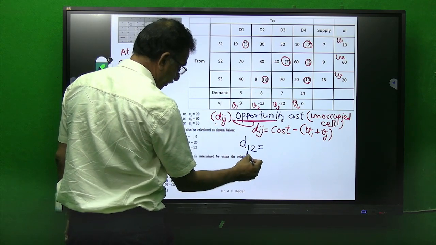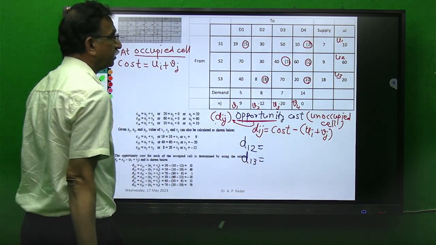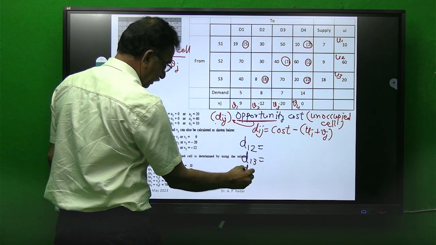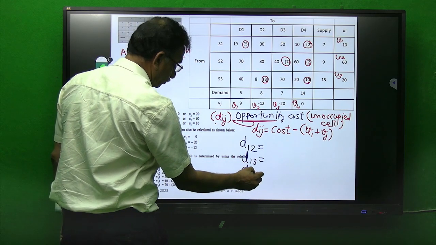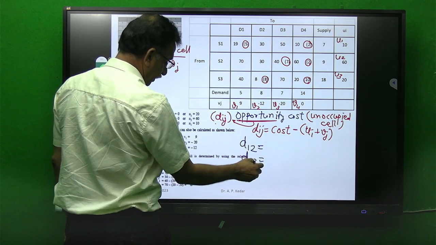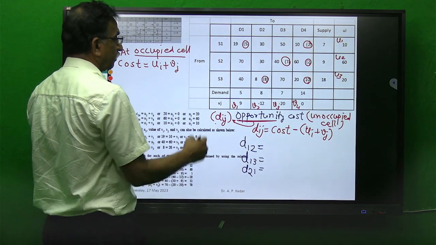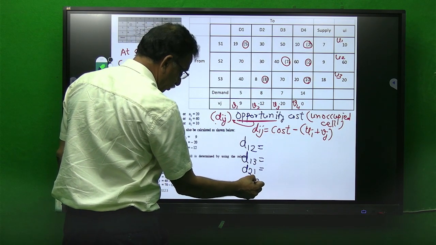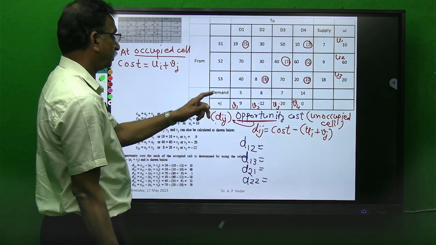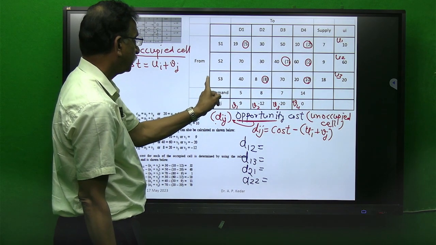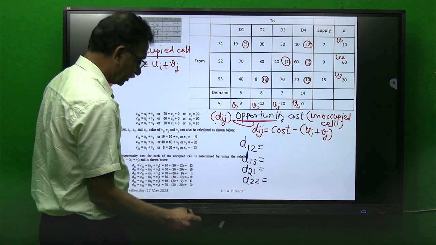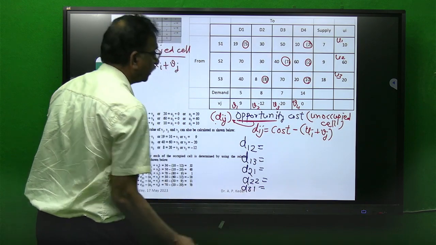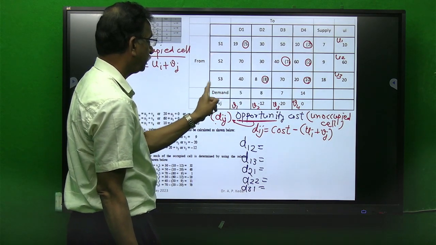D1,3 is second. Third is D2,1. Next will be D2,2. Next will be D3,1. And last will be D3,3.